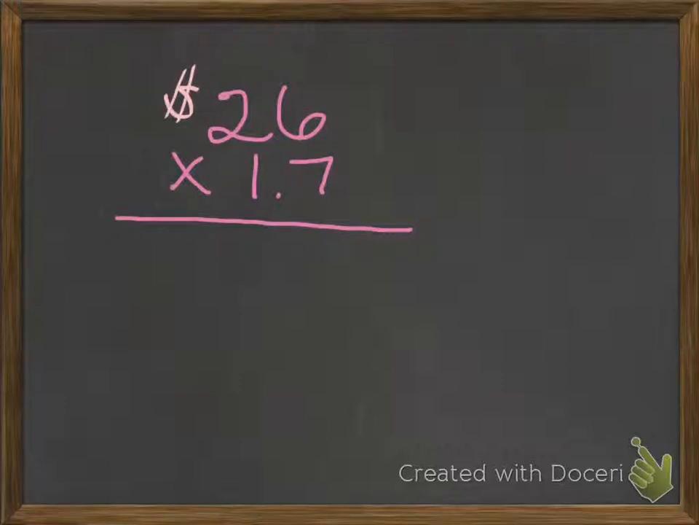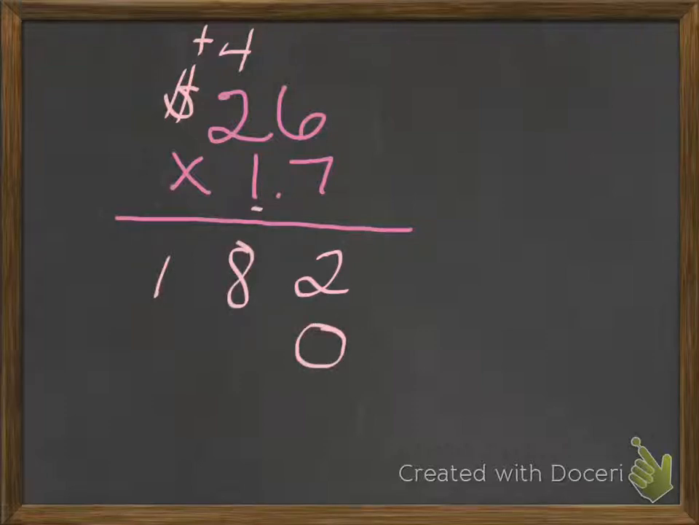$26, oops, I forgot that unit there. $26 times 0.17. So let's do our multiplication. 7 times 6 is 42. Put down the 2, carry the 4. Remember, only one digit in a place value at a time. 7 times 2 is 14, plus 4 is 18. I'll put a 0 down as I go to the 1 because it's in the next place value over, so we put a placeholder right there. 1 times 6 is 6. 1 times 2 is 2.